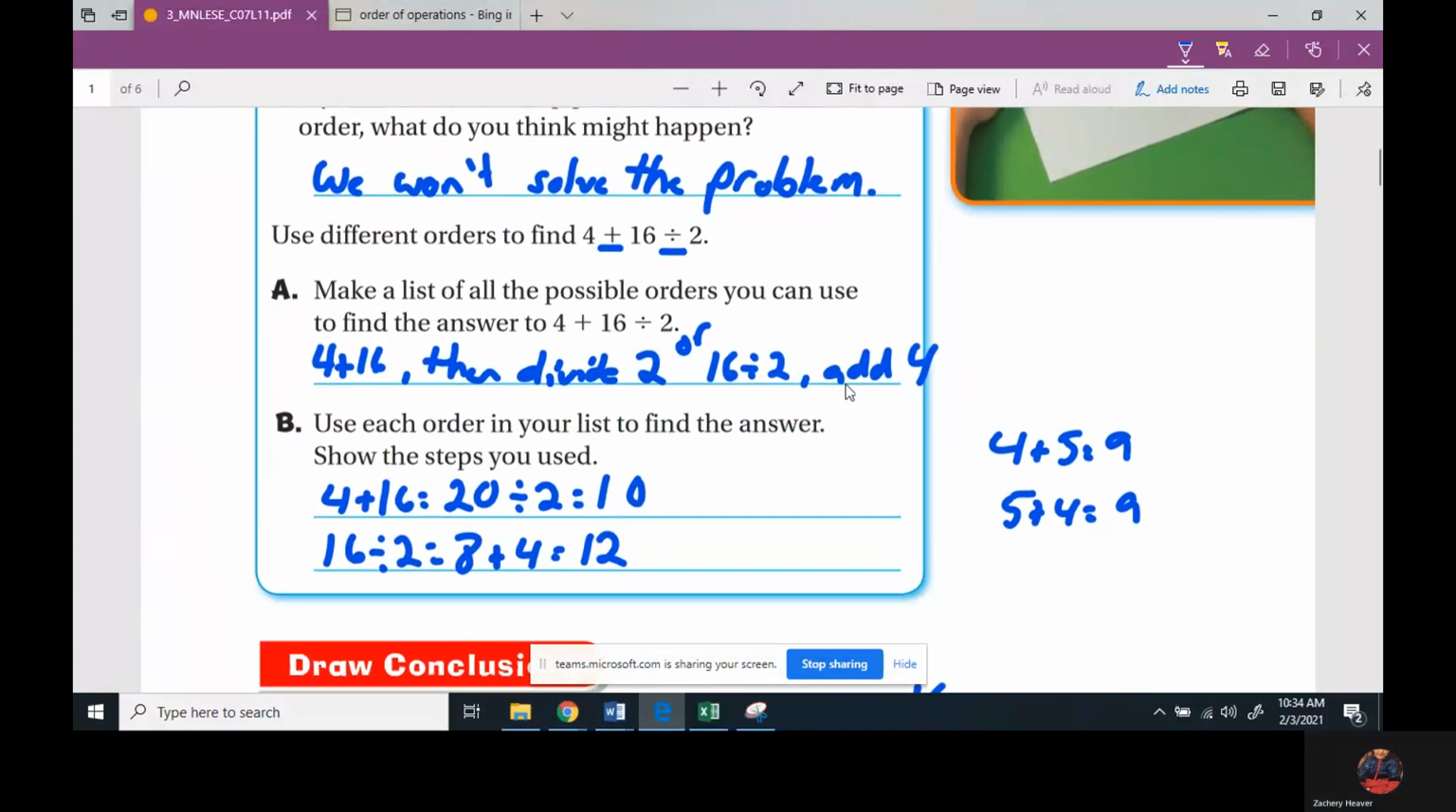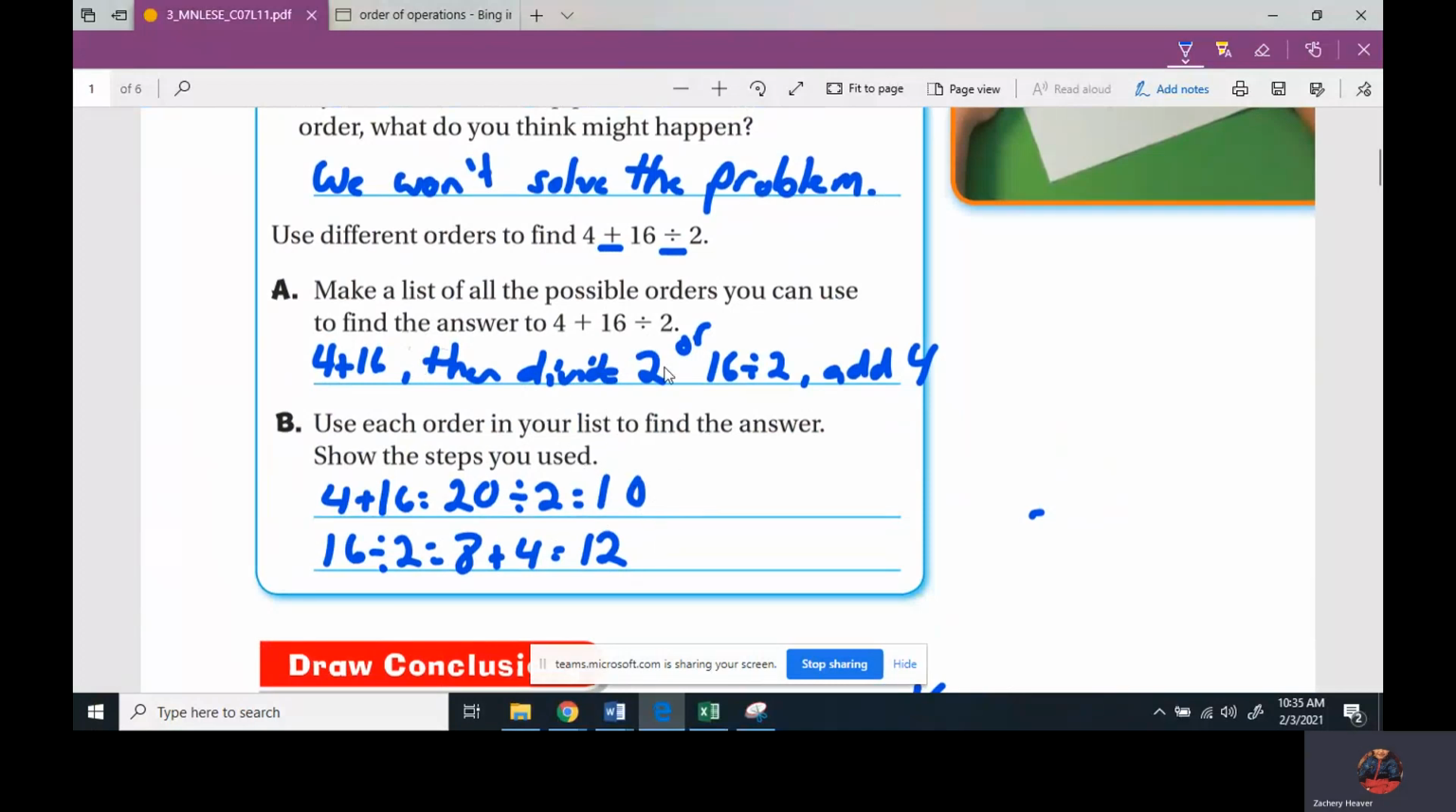Let me erase this over here. We've not really done problems like this before, and it's okay if you haven't. But it says use each order in your list to find the answer and show the steps. So let's do the first one. We did 4 plus 16, which equals 20, and then we have to divide it by 2, right? And 20 divided by 2 equals 10. So that's our final answer, 10. We've solved this whole entire equation.